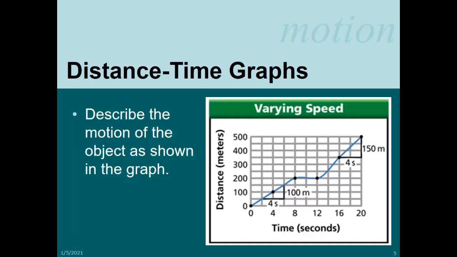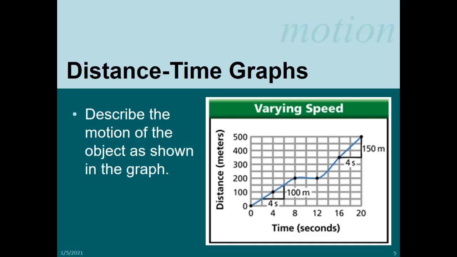When we look at distance time graphs that have multiple areas, you can see in the first portion of this graph, from 0 to 8 seconds, the individual is moving away at a constant speed. It's a straight line. And during that time, we're going at a rate of about 100 meters for every 4 seconds. It's about 25 meters per second.